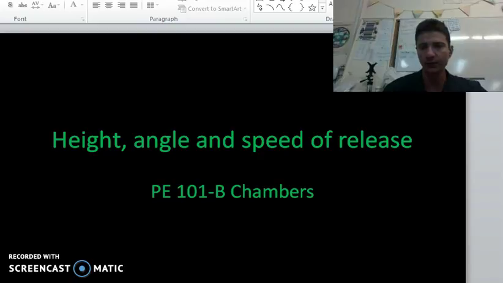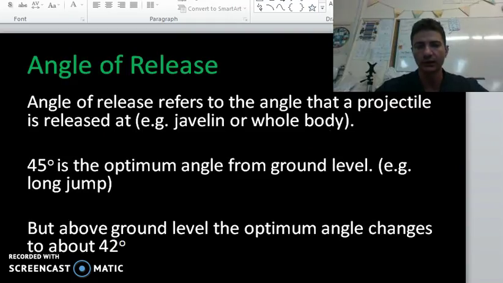So basically, when we're talking about height, angle, and speed of release, we're really talking about projectile motion. So we're looking at when you're throwing an object or a body into the air. Angle of release refers to the angle that a projectile is released at. So when you throw a javelin, what sort of angle are you releasing that javelin into the air? Is it straight up, or is it at a bit of a 45 angle, or is it lower, etc.? And the same goes for the whole body sort of stuff.